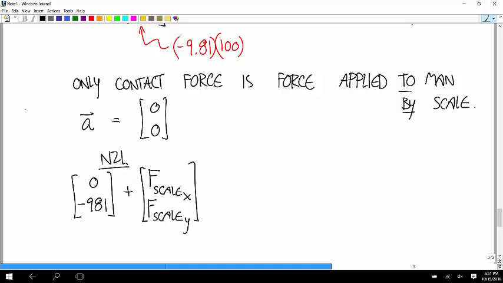By the way, notation-wise, when a variable is a vector, put the vector symbol over it. But when you're talking about the individual components, you don't, because, for example, F scale X is just a number. That's a single variable. Same with this. And those are equal to the mass of the man, 100 kilograms. So on the right side is the mass times the acceleration, and then the acceleration vector of 0, 0.